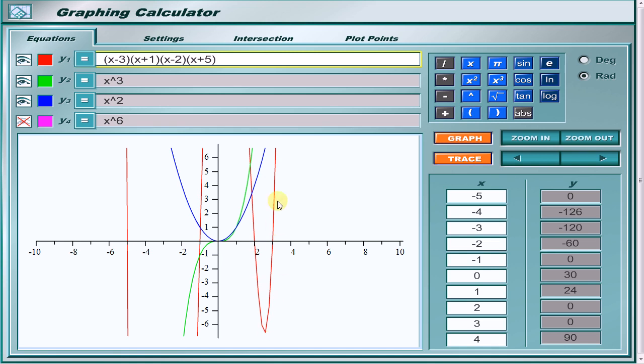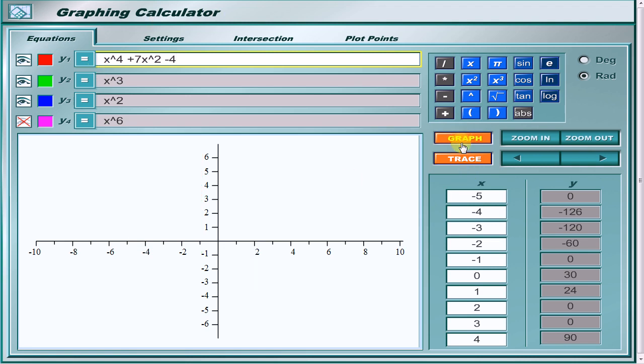Let's try to make this, let's say, x to the fourth power plus 7x squared minus 4, something like that. Look at that. So it's parabolic. See the red one?